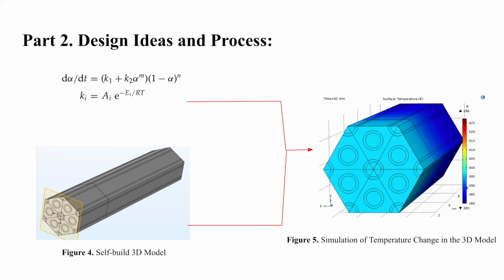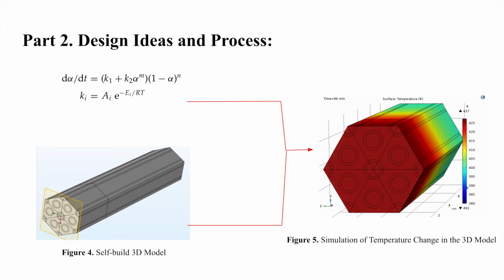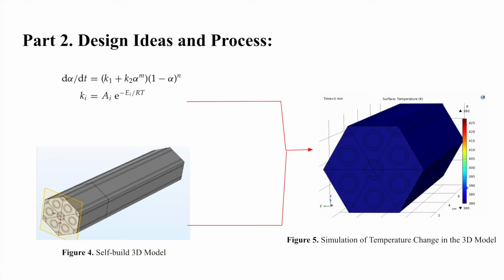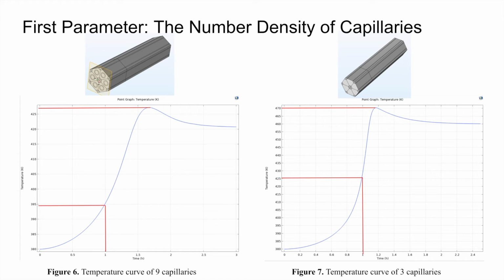By adjusting those parameters, we will get different temperature profiles, and using those temperature profiles, we can analyze in more detail. Therefore, we can generate the best solution for the process line. Our group has three parameters to modify and analyze the relationship between the amount of epoxy and the heating curve. This is the first parameter. We focused on the relationship between the number of capillaries and the amount of epoxy.